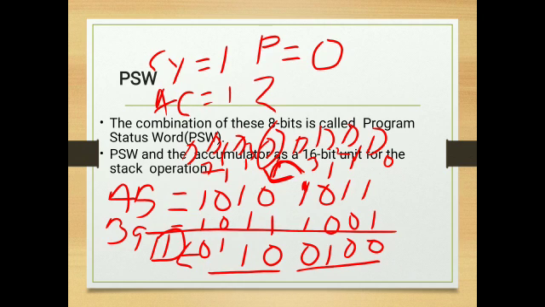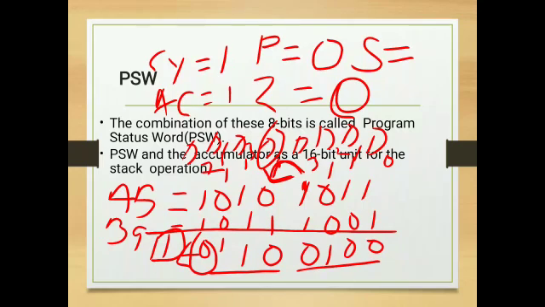Now zero flag. In the result, if the result is 0, then zero flag is set to 1. But in this result, the result is other than 0, means zero flag is set to 0. Now sign flag. If bit D7 of the result is 1, then sign flag is set to 1, that is negative. If bit D7 of the result is 0, then sign flag is 0, that is positive.